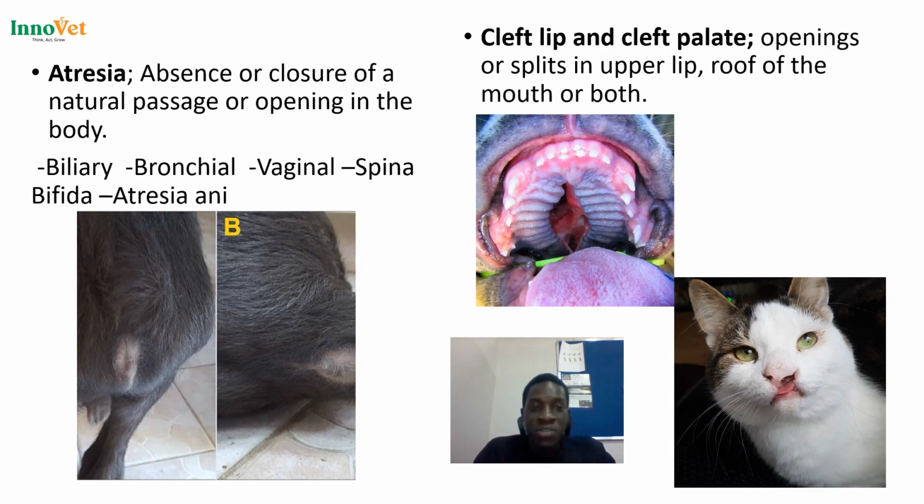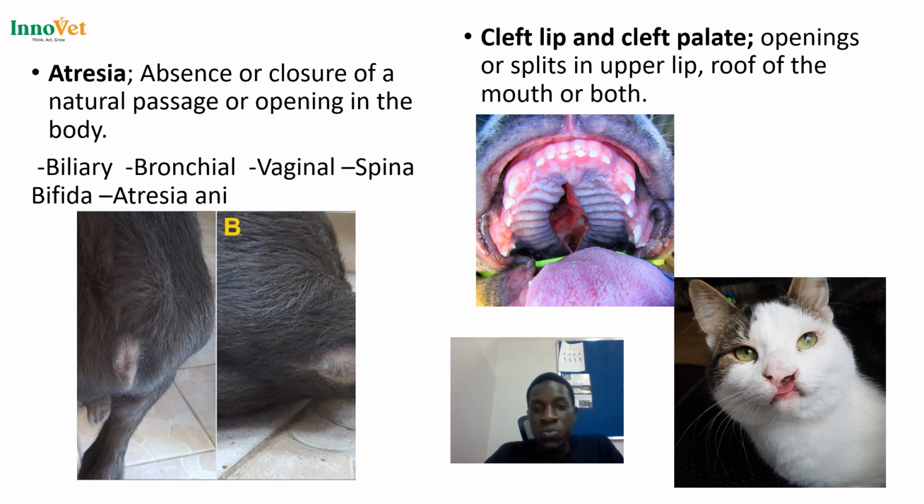When it comes to atresia, we shall see absence or closure of the natural passage or opening in the body. For instance, there can be biliary atresia, bronchial atresia, vaginal atresia, spina bifida, which is in the spinal cord, then atresia ani, where the anal pore is sealed. We don't have an opening on that side. This is evident in the picture below.